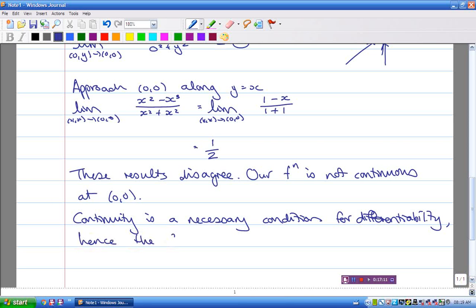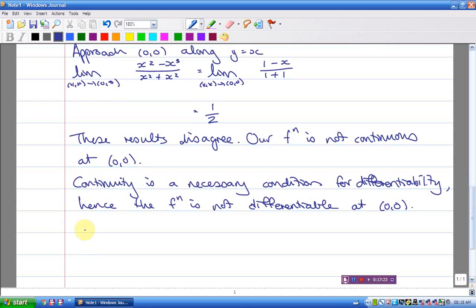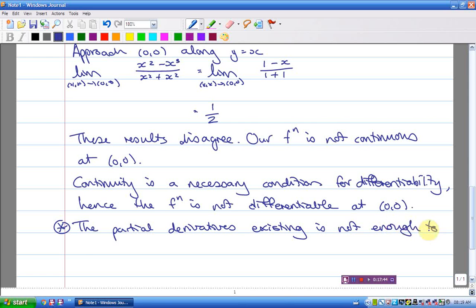Hence the function is not differentiable at 0, 0. Okay, so this is the big deal here. The partial derivatives existing is not enough to conclude differentiability.